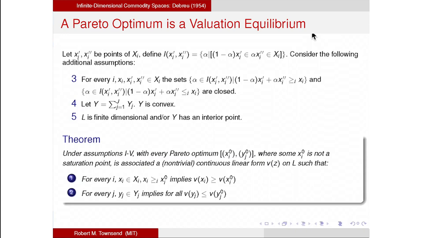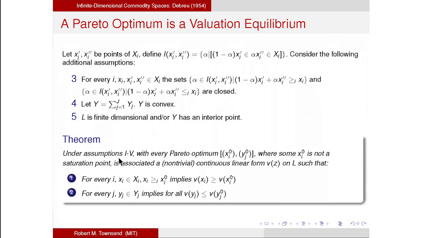The second welfare theorem: any Pareto optimum can be achieved as a valuation equilibrium. So again, more things about consumption sets, you know, linear combinations of points in the set are also in the set. Sets are closed, production sets, when aggregated up, the aggregated production set is convex. And here, either L is finite dimensional, or if infinite dimensional, Y has an interior point. I know this is really, really abstract. I'm going to show you a couple of applications momentarily.